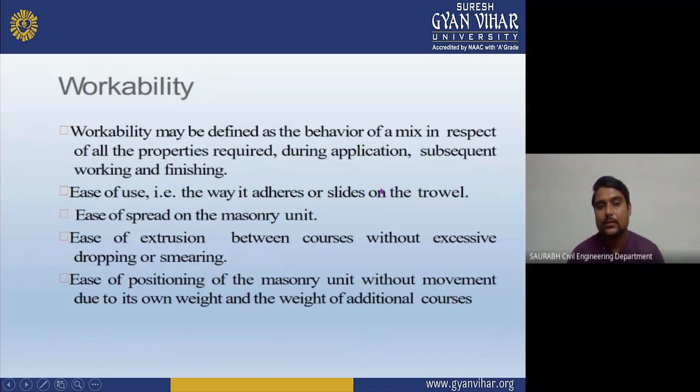I have prepared one video lecture separately on workability. Workability is the behavior of the cement concrete mix. If your concrete or your mortar can easily be placed on any structural member, then it means your mortar is very workable.